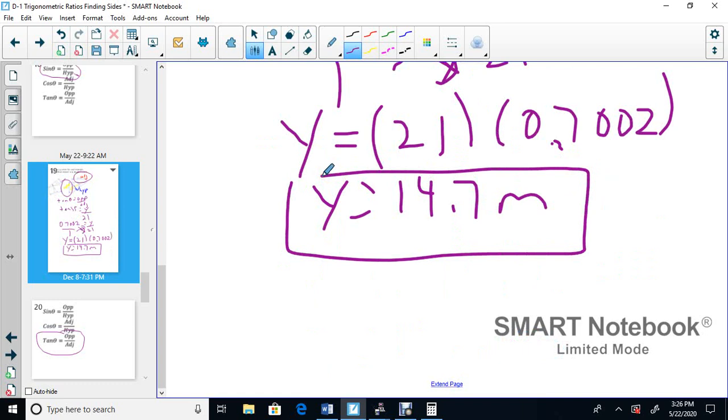The last video will show you some other types where the x is now on the bottom. So we'll leave the last video for the last three.